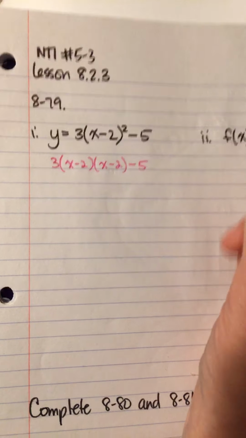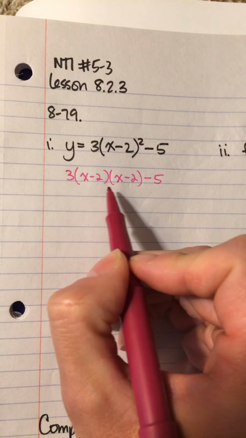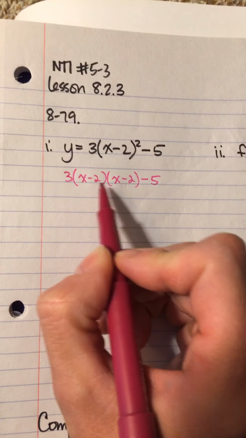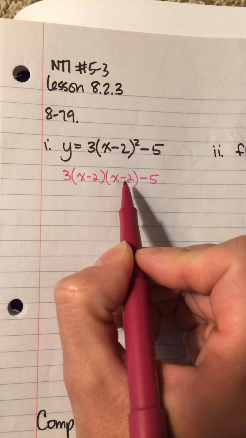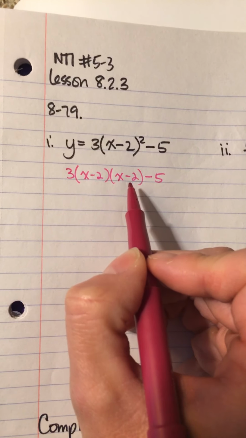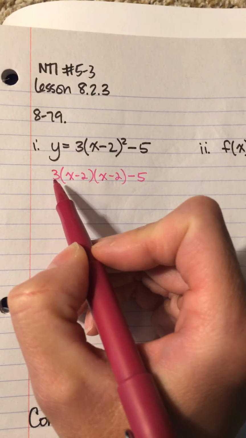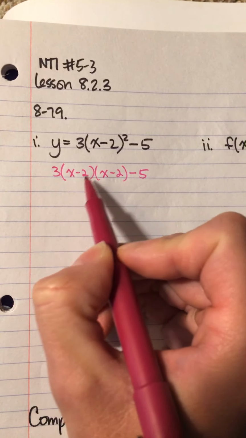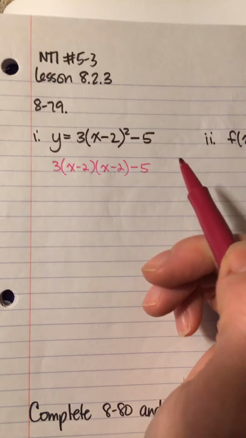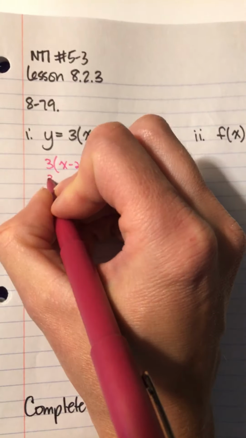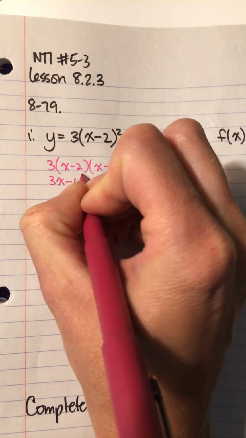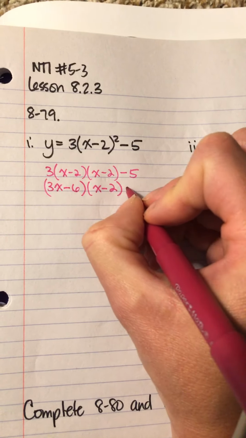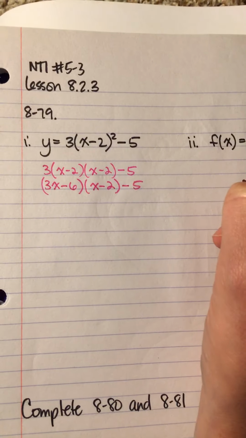So I can do this a couple different ways. I can go ahead and multiply this factor with this one by using the distributive property, which is fine, but then don't forget I've got this 3. Or I could go ahead and distribute the 3 with this first factor and then take that times the x minus 2. So that's the way I'm actually going to do it. So I'm going to take 3 times x, which is 3x, 3 times -2 is -6, and then I'm going to take all that times my x minus 2, and then don't forget to subtract 5 at the very end.